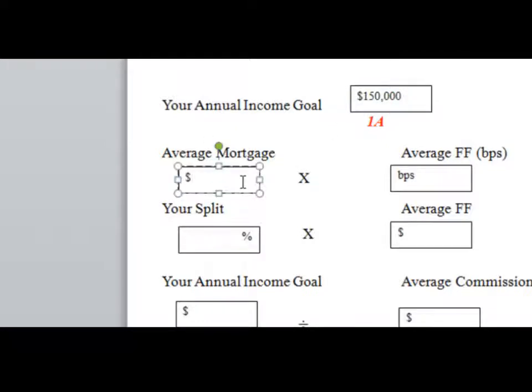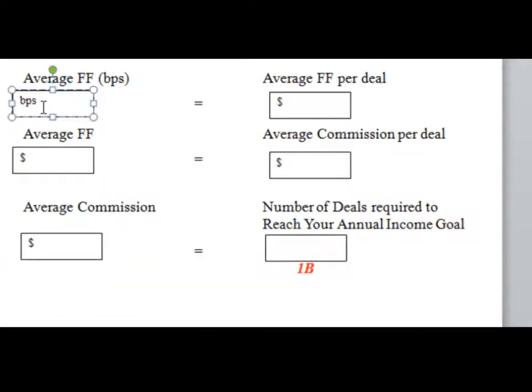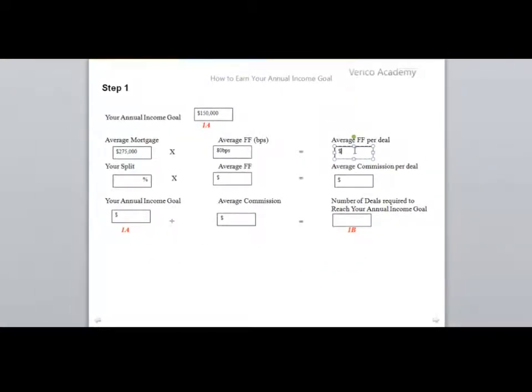The next step is looking at what your average mortgage is. So in this example, my average mortgage is $275,000, and I'm going to multiply it by the number of basis points on average that I receive in finder's fee or origination fee. I'm going to use 80 in my example here. So if I multiply the average mortgage times the average finder's fee, I will come out with the average finder fee per deal. And in my example, it's $2,200 would be paid by the lender on my average deal.